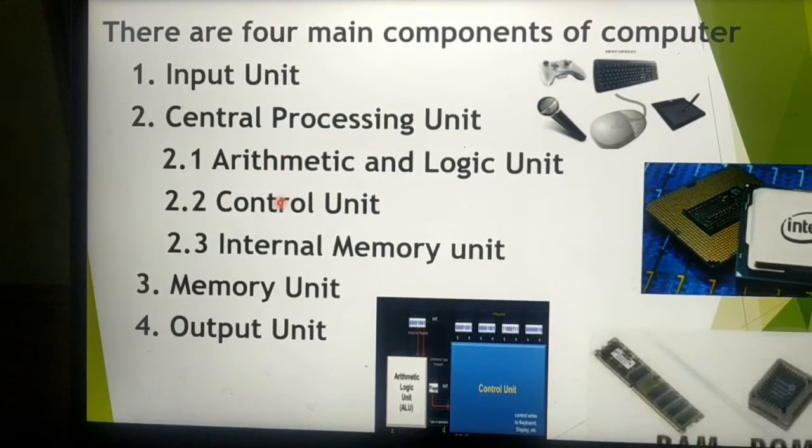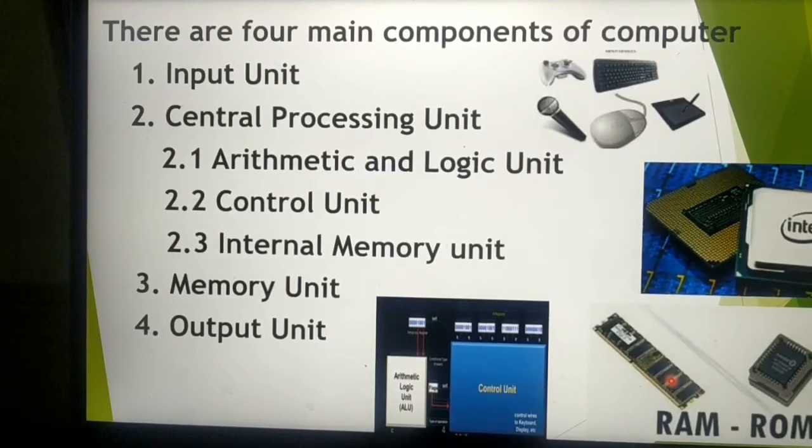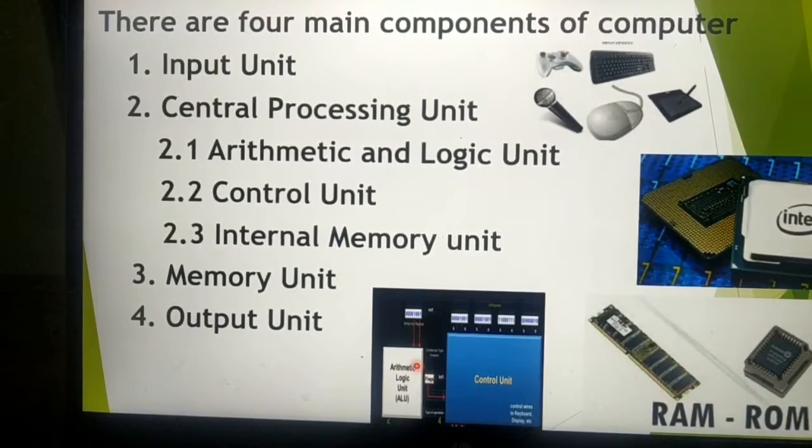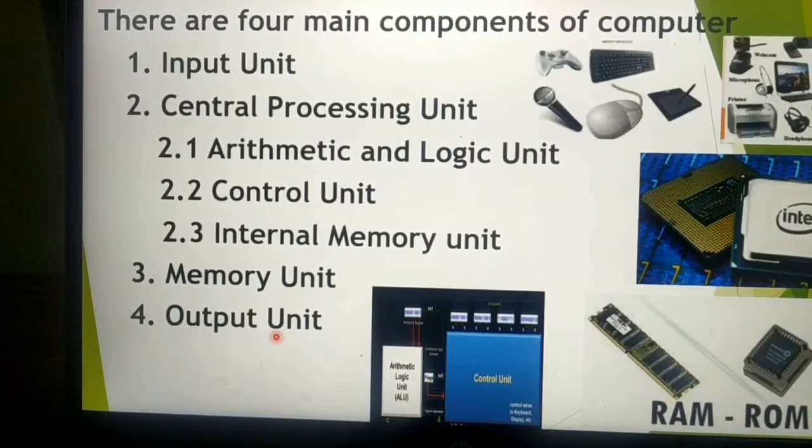Next, the third one is the memory unit. There are two different types of memory unit: one is primary memory and the second is secondary memory, the secondary storage device. Next, the fourth component is the output unit. These are various images of output devices.